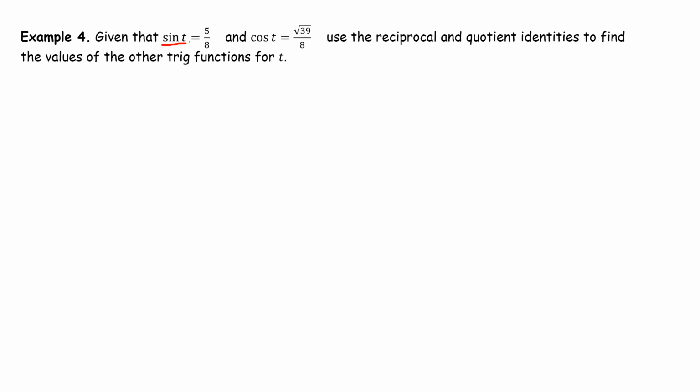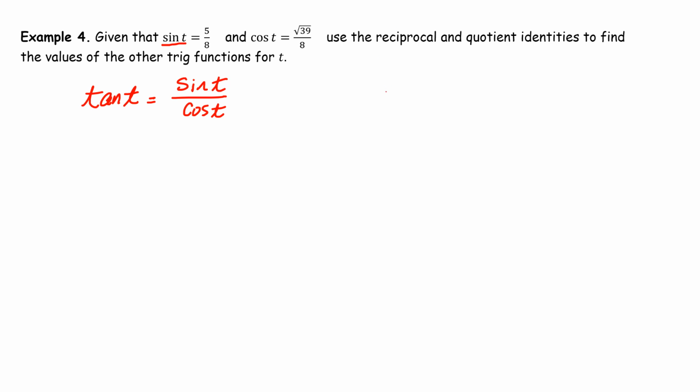So here we're just going to use our reciprocal and quotient identities, which are basically the functions that are reciprocals of each other: sine and cosecant, cosine and secant, and cotangent and tangent. And then also the quotient identities, one of which is that tangent t is equal to sine t over cosine t. That's just like saying that tangent t is y over x on our unit circle because y is sine t and cosine is x.